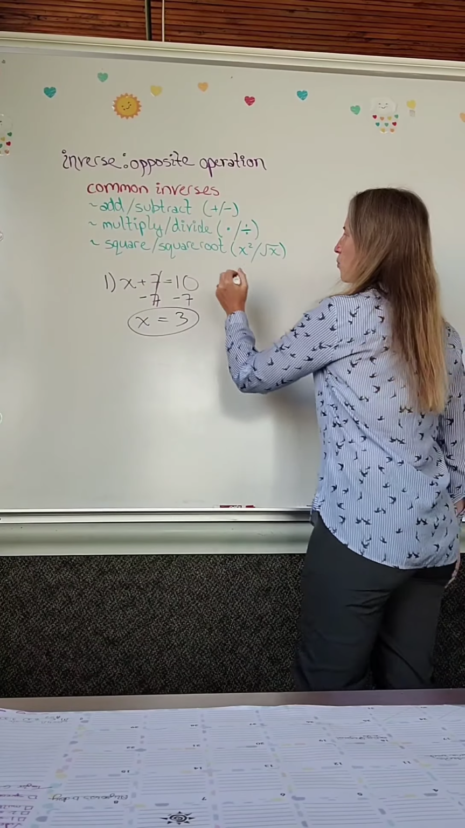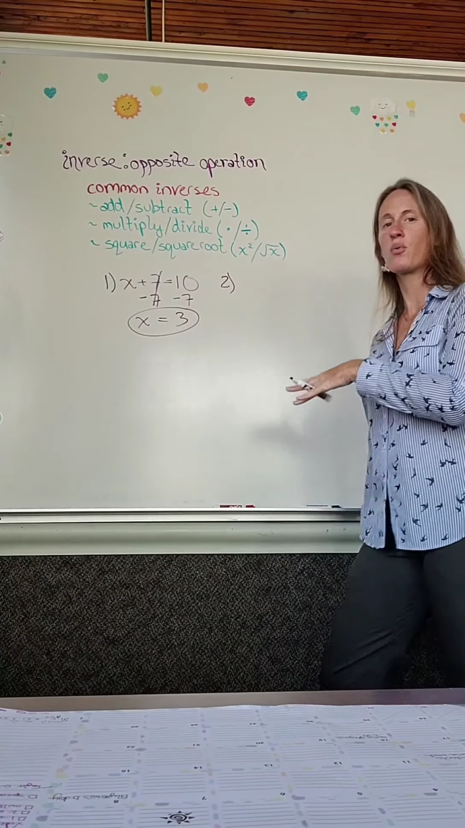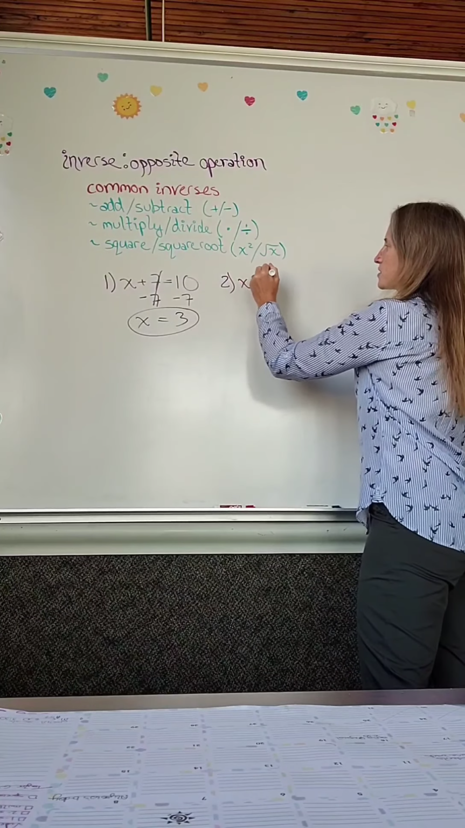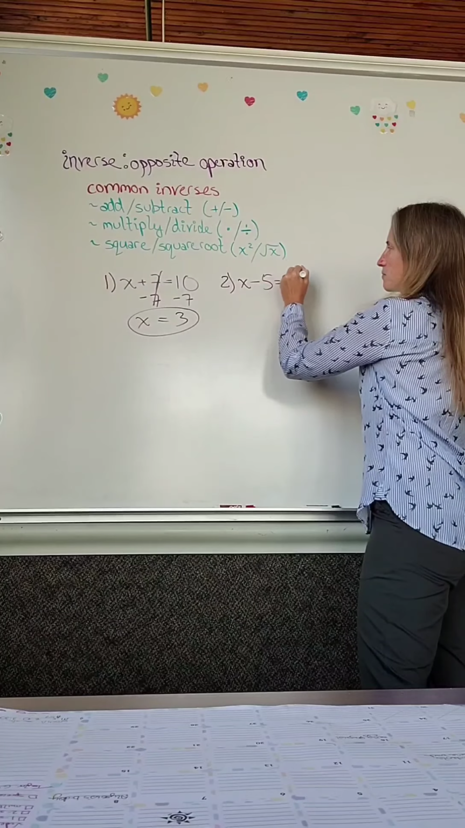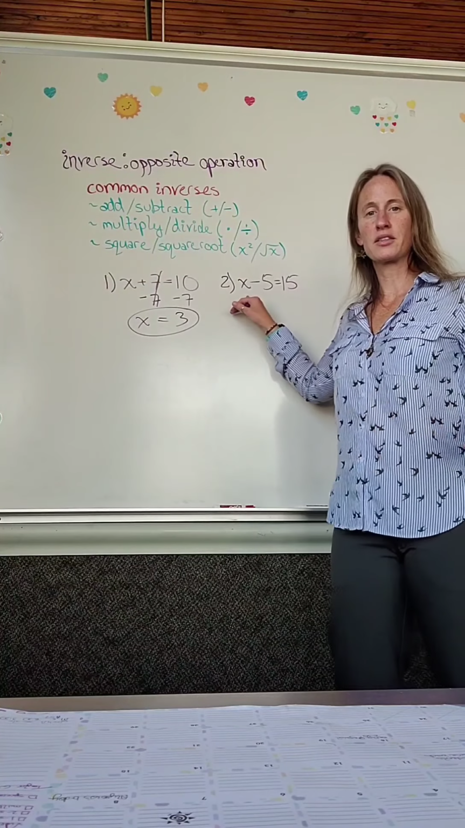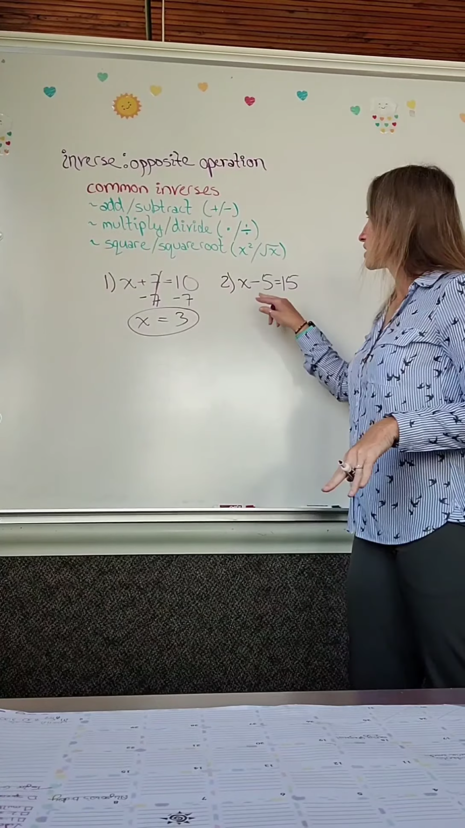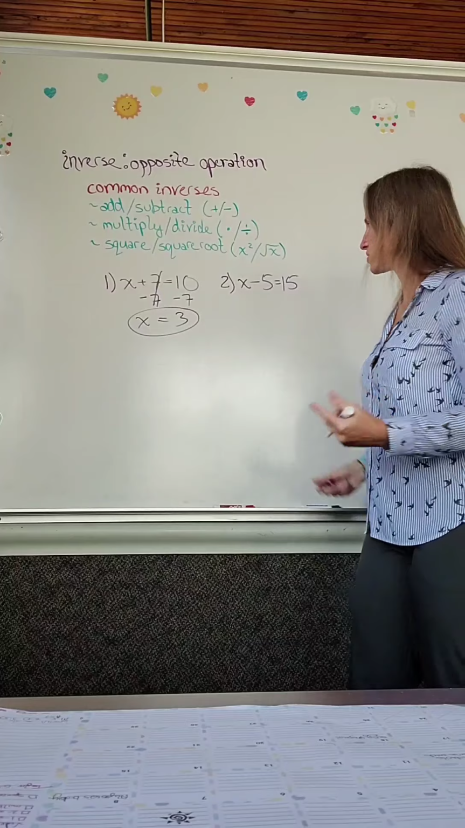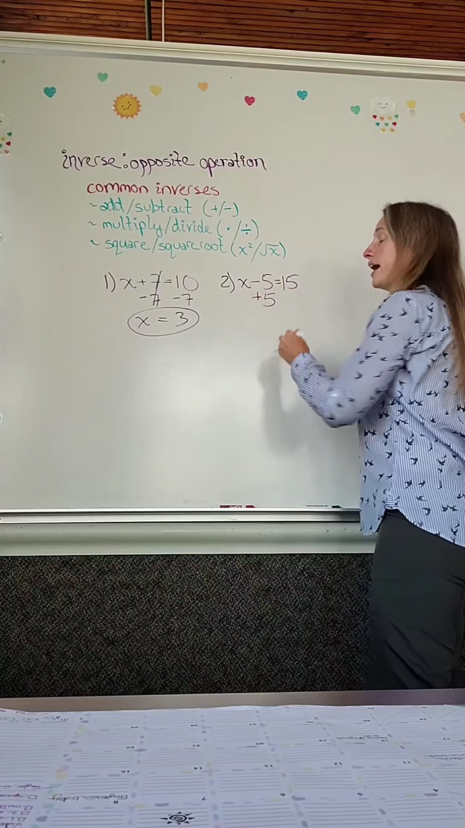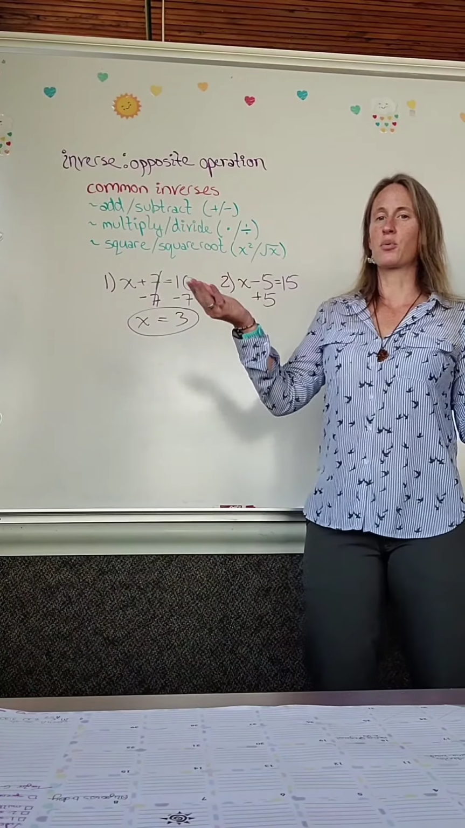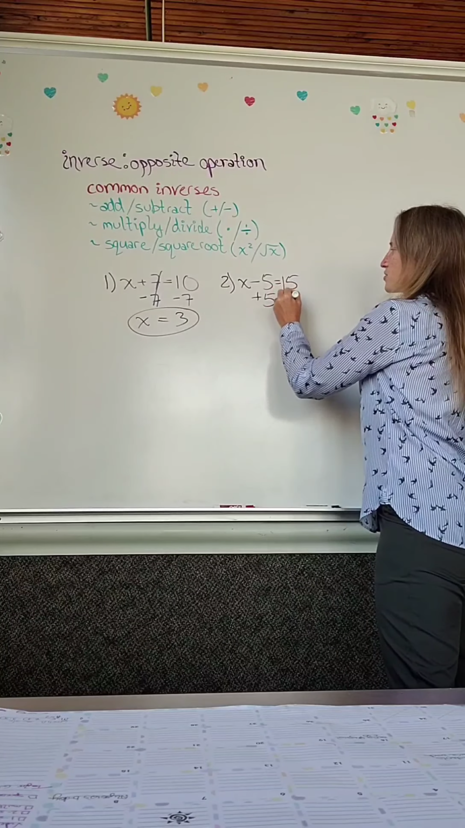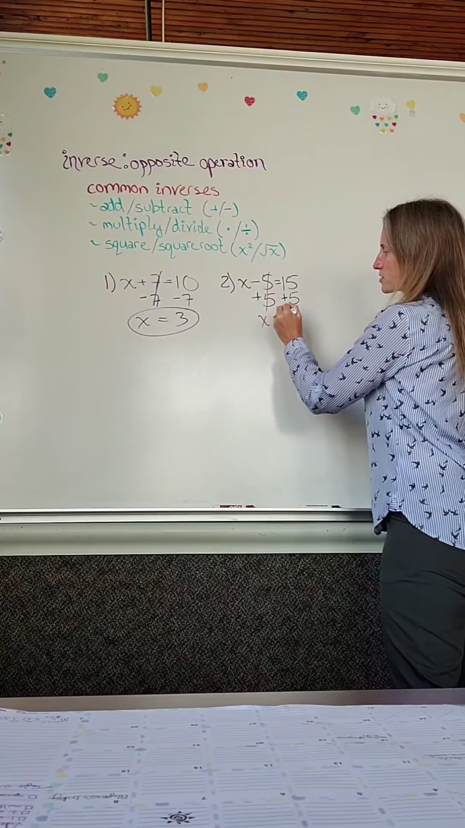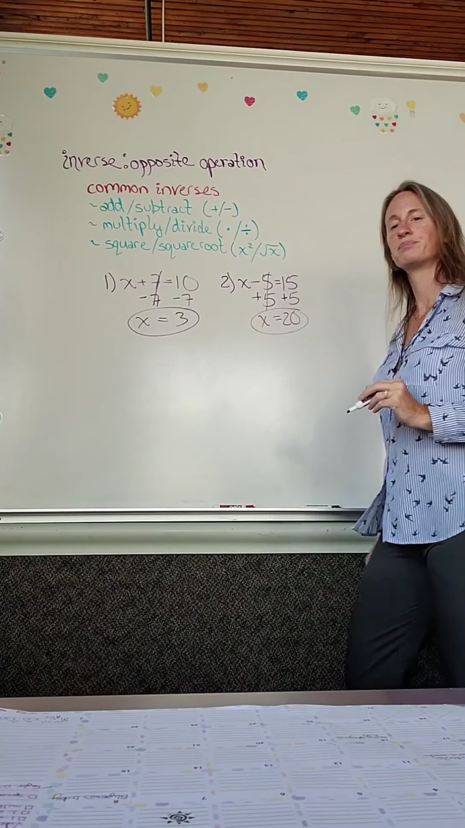So let's take a look at one that has subtraction. It's going to work the exact same way here. So x minus 5 equals 15. So remember, we want to get this x by itself. We're solving for x. And now we're subtracting 5. Well, the opposite or the inverse of subtracting 5 is to add it. And we want to keep both sides equal, so we need to add 5 to this side also. These cancel, we bring down the x is equal to 20.